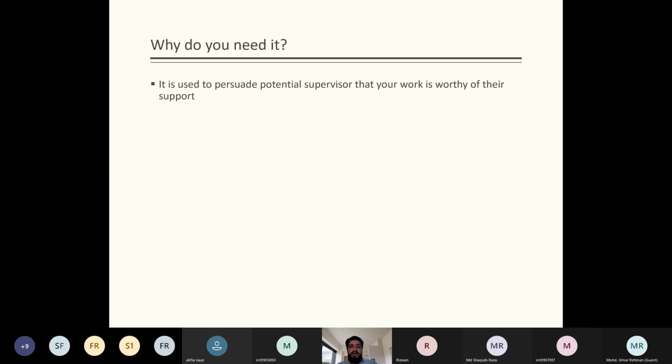Well, why do you need it? Apart from being an application requirement, since your application won't be completed without this research proposal, it has other benefits as well. It is used to persuade a potential supervisor that your work is worthy of their support. So let's say you're applying to some university in Europe and you contact the supervisor and he shows interest in taking you as a student. But he's going to ask you to write a brief research proposal. So this is the way that you can persuade the supervisor that, yeah, I'm a good candidate, I'm a good fit for your program and for your research group, to do a PhD degree.